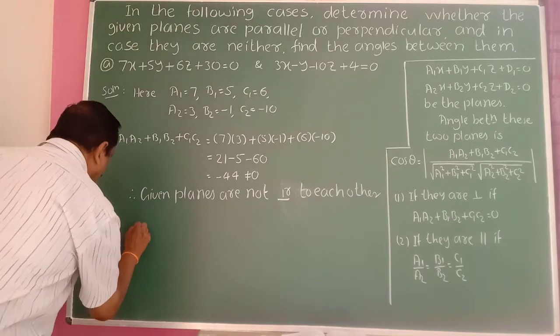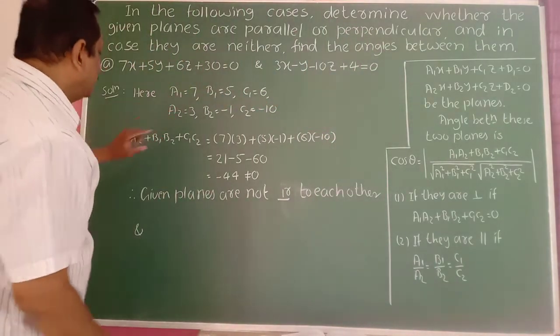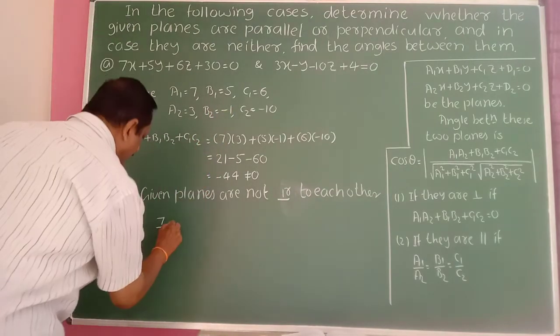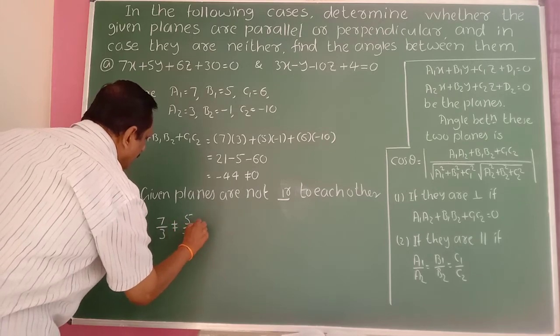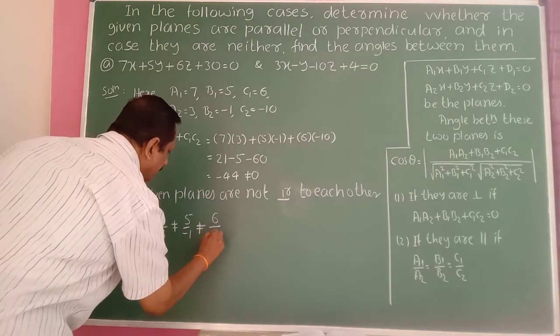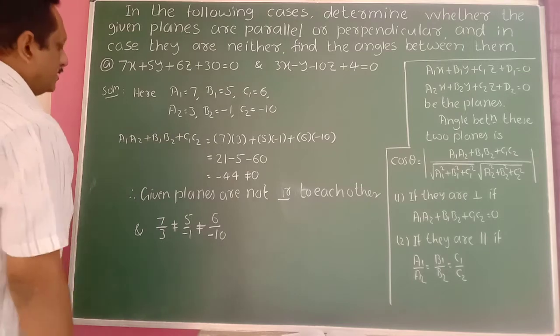And this condition: 7 upon 3, 7 divided by 3. 5 upon minus 1, this is not equal to 5 divided by minus 1. And this is not equal to 6 upon minus 10, 6 divided by minus 10. Yes, given planes are not parallel to each other.